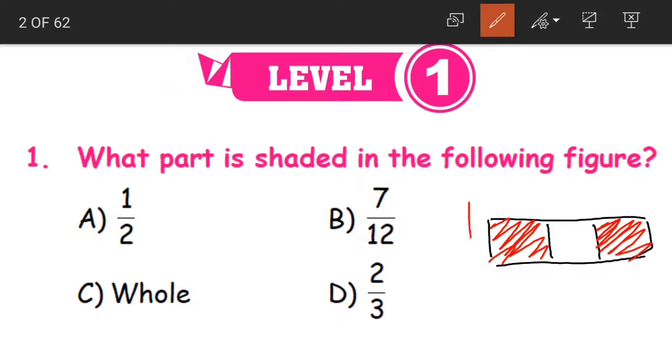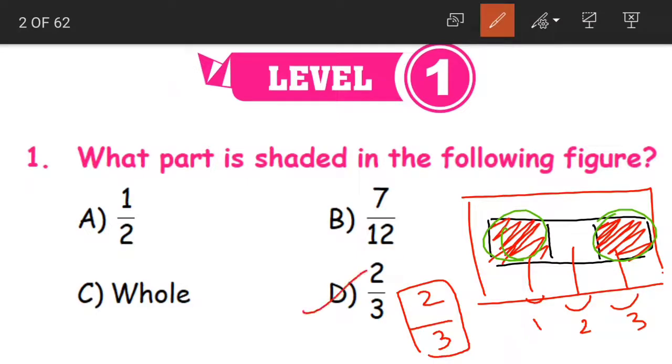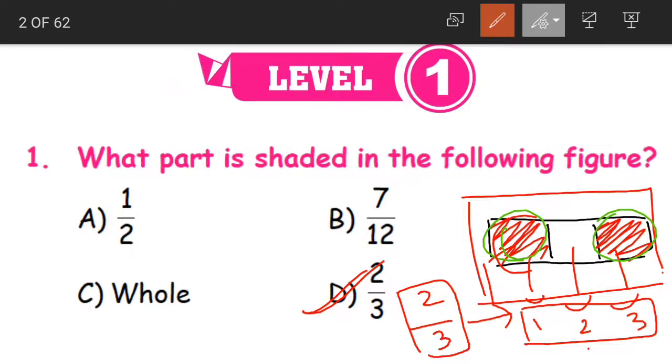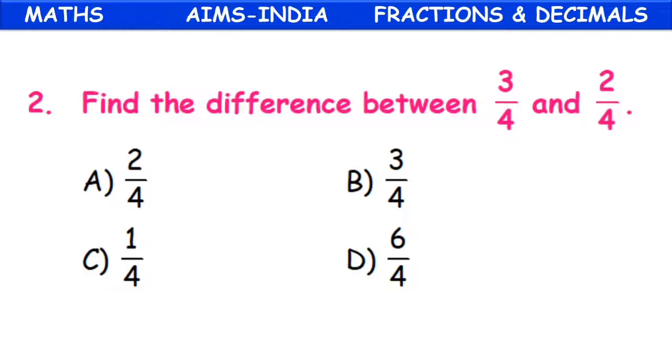Now what is the figure given here? This is our figure and this figure is divided into 1, 2, 3, 3 total parts, so 3 becomes our denominator, out of which 2 are shaded. So this 2 becomes our numerator. So that is why our fraction that represents this given figure becomes 2 by 3. Only 2 parts out of the total 3 are shaded. So the correct answer becomes option D, 2 by 3.